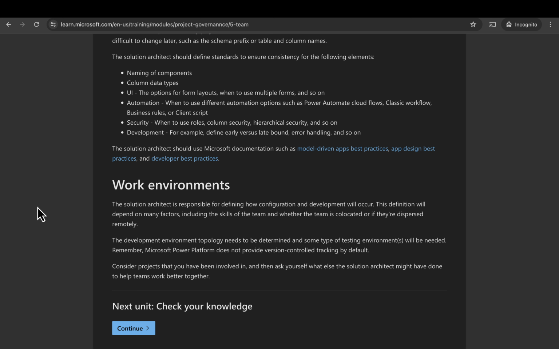Automation, when to use different automation options such as Power Automate cloud flows, classic workflow, business rules or client script. Security, when to use roles, column security, hierarchical security and so on. Development, for example, define early versus late bound, error handling, and so on.